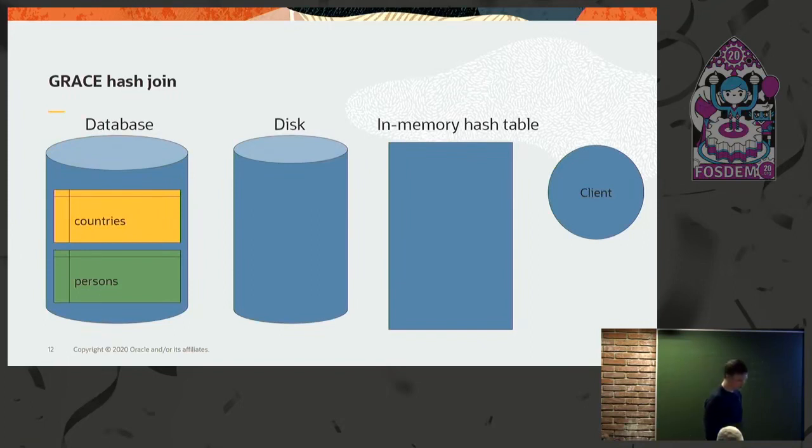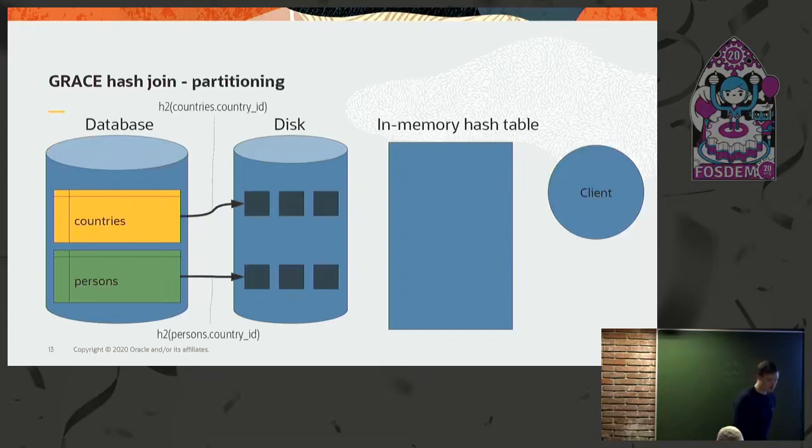The first step in a Grace hash join is to partition each input out to a set of smaller chunk files on disk. You have an equal number of chunk files for both inputs, and which file to put a row in is decided by doing a hash over the part of the join condition that belongs to that input. The result is that we can guarantee that matching rows are located in the same pair of chunk files.